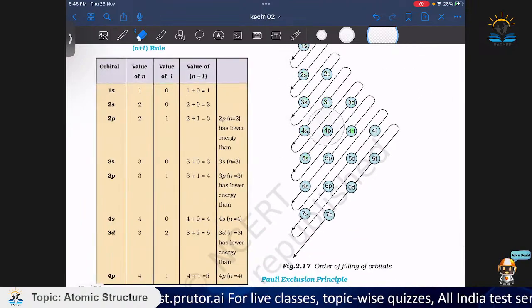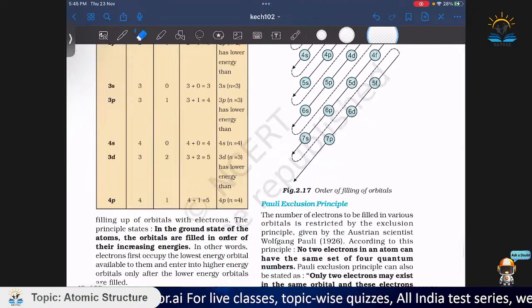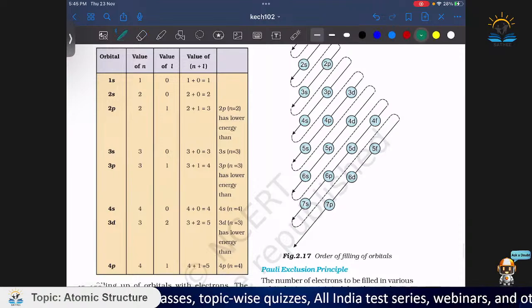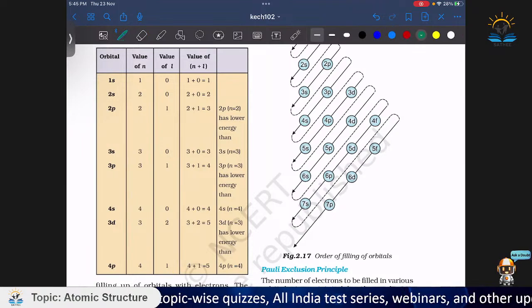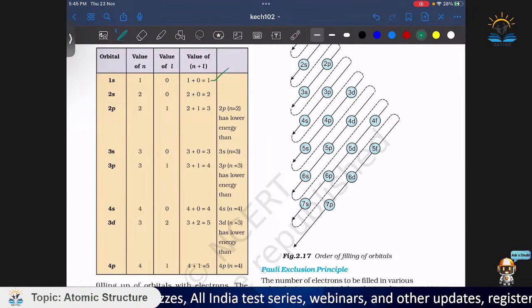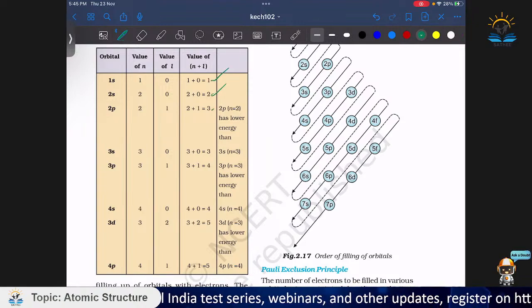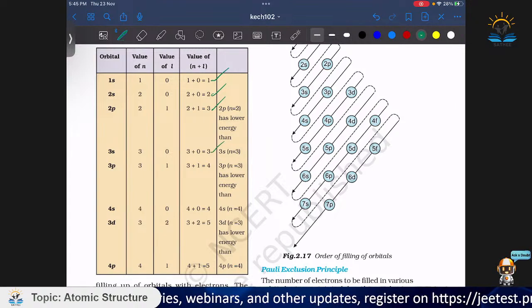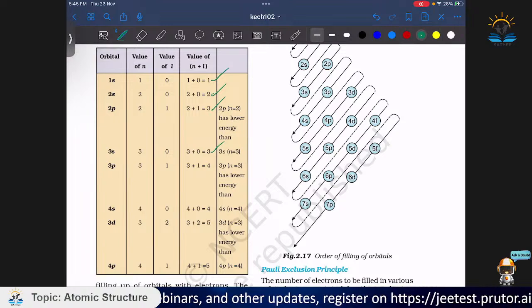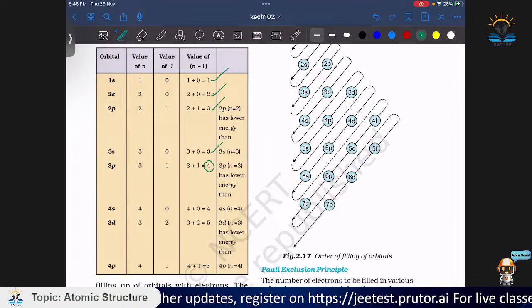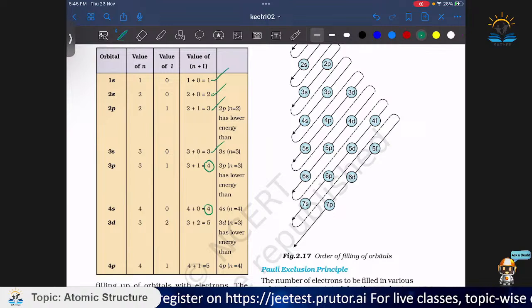It's basically due to the energy levels of the subshells. The subshell having the lowest energy level will be filled first, and the value of energy is n plus l. So 1s has energy level 1, 2s is 2, 2p is 3. 3s is also 3, but n is lower for 2p, so you fill 2p first. Now 3p has energy level 4, but 4s has energy level 4 too, right?